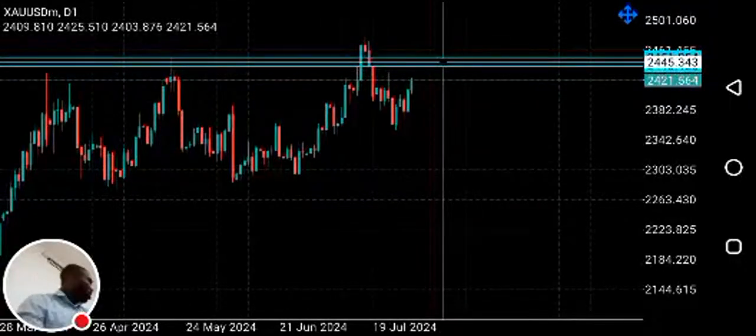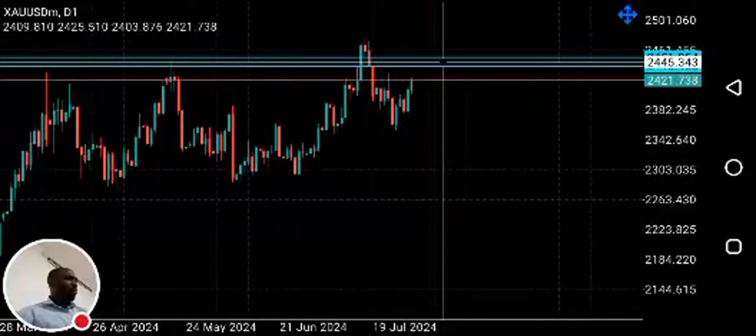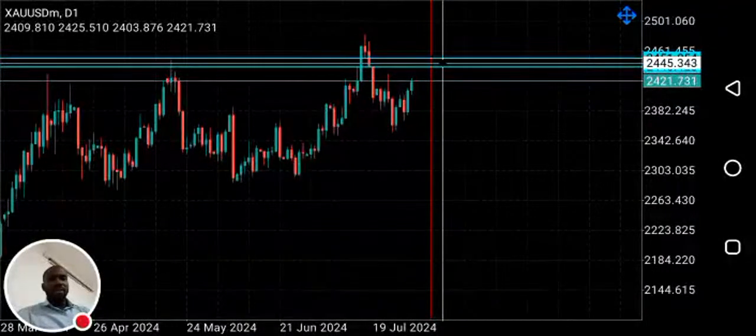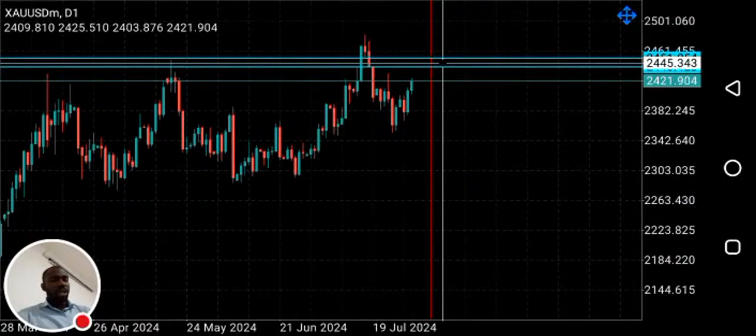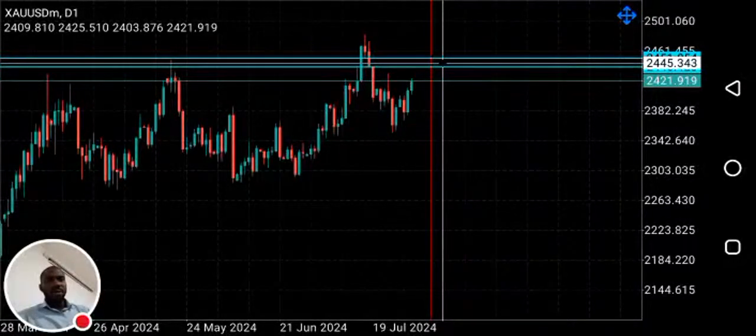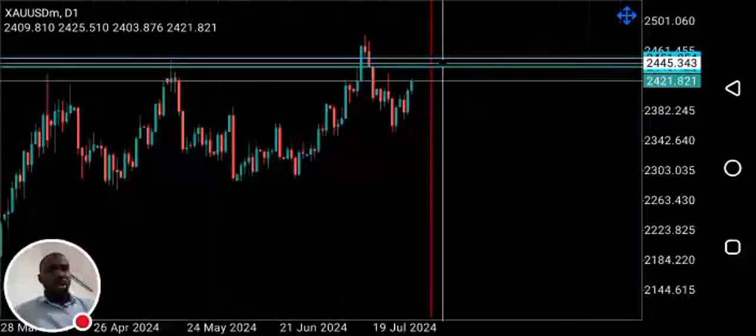At the moment, gold is still bullish. I wouldn't advise that you sell gold at the moment until that fair value gap gets filled. That is when you should consider selling gold. Gold is bullish at the moment. I hope that is clear. That's my take on gold.